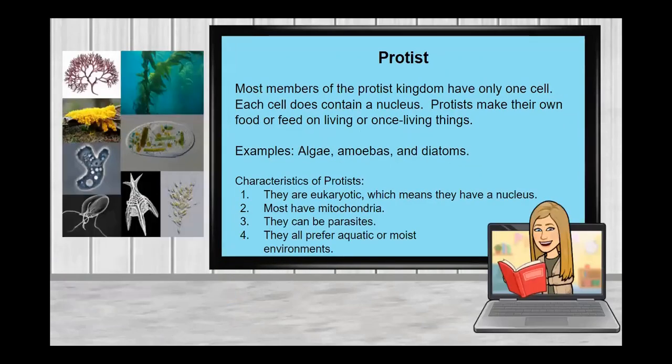All right, protists. Most members of the protist kingdom have only one cell. Each cell does contain a nucleus, and protists can make their own food, or they'll feed off of living or once living things. You're going to have to use a microscope to identify the protist. Being single-celled organisms means they're teeny tiny. We have some examples listed: algae, amoebas, and diatoms. Characteristics: they're eukaryotic, which means they do have a nucleus. Most of them have mitochondria. They can be parasites, and they prefer aquatic or moist environments.